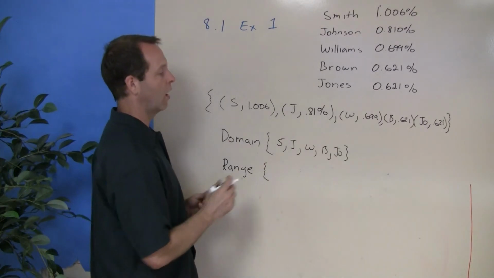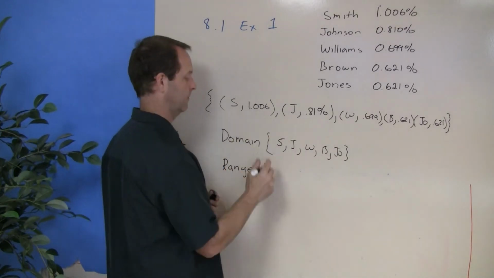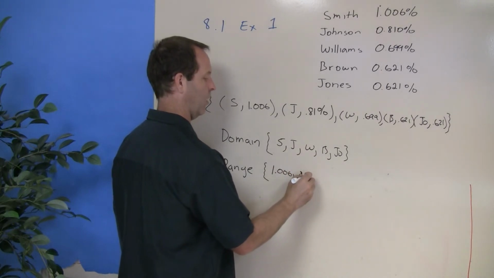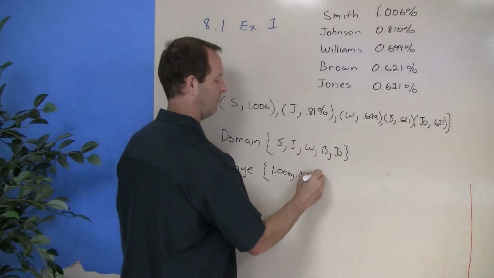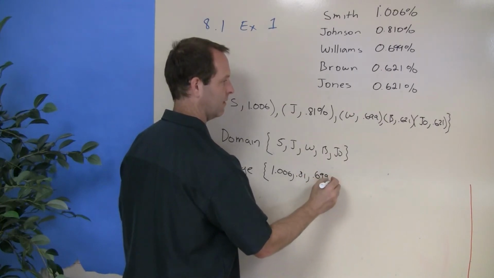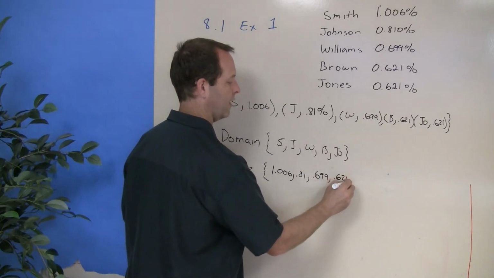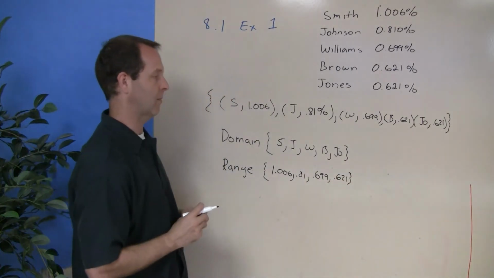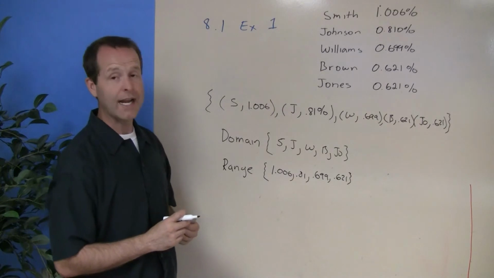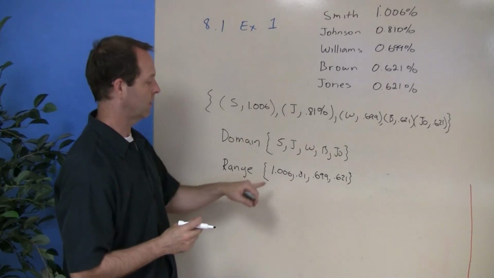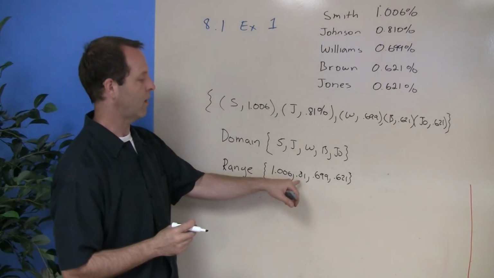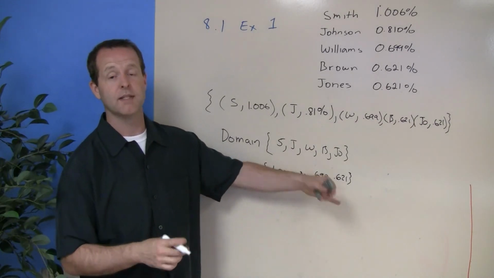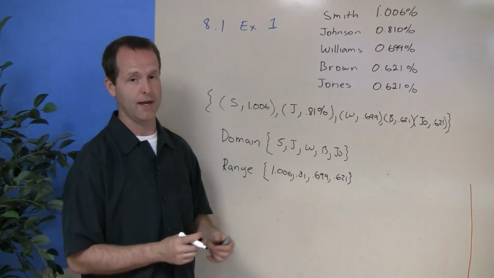And our range here is the second term: 1.006, 0.81, 0.699, 0.621, and there's another 0.621, but I can leave that because it's going to be duplicated again. So my range are all my output values: 1.006, 0.81, 0.699, and 0.621. And I have that one twice, but since it's the same number, I'm just going to write it down once.